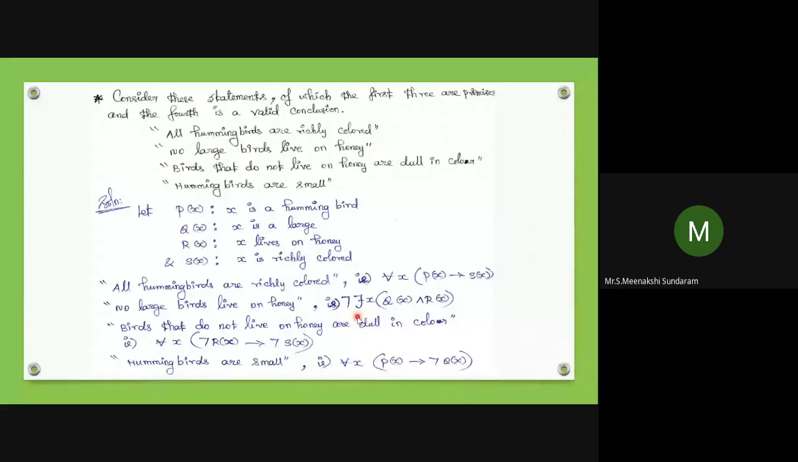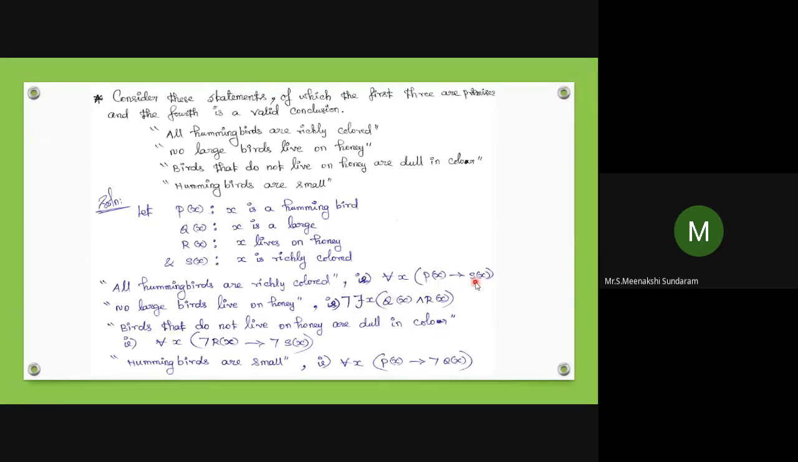I take the first as P of x: x is a hummingbird. The word "all" means a quantifier. Q of x: x is large. R of x: x lives on honey. S of x: x is richly colored. These are the key points. Now I can write the statements. All hummingbirds are richly colored: for all x, and as I told you, for all means you should write a conditional. If x is a hummingbird, P of x, then x is richly colored, S of x.